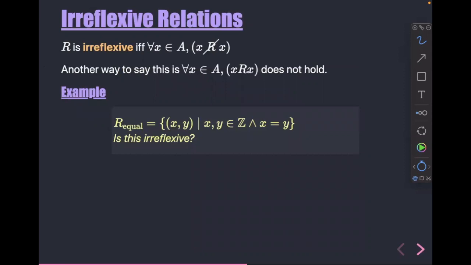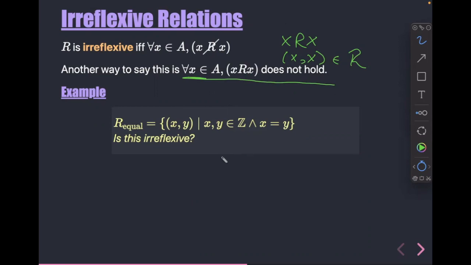So we have reflexive, and we also have irreflexive. Basically that just means that for every element, xRx does not hold. So you will never find the pair (x, x) in R. You will not have xRx. And remember, this is the same thing as saying the pair (x, x) will be found in your relation R. So basically you're saying you will never find the pair (x, x) in R for any x.